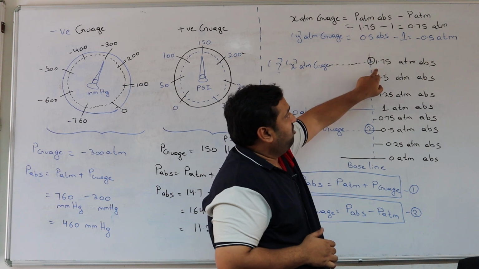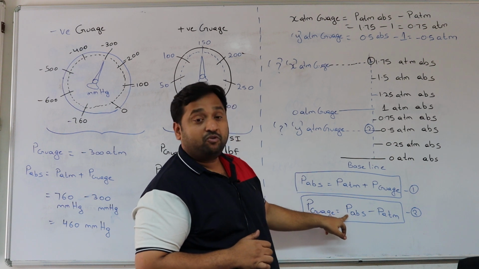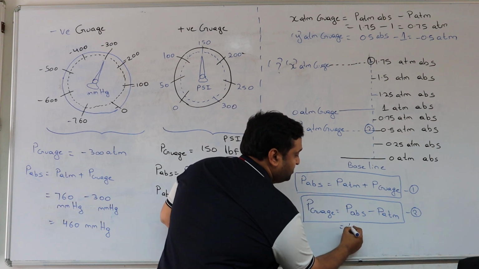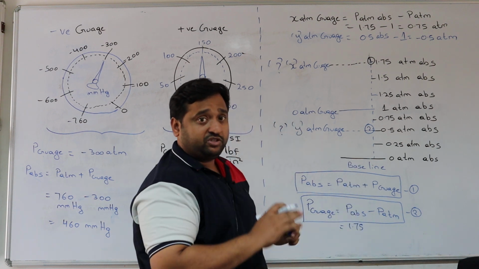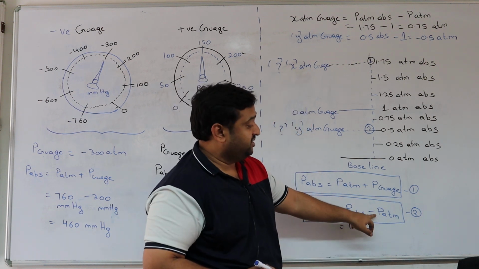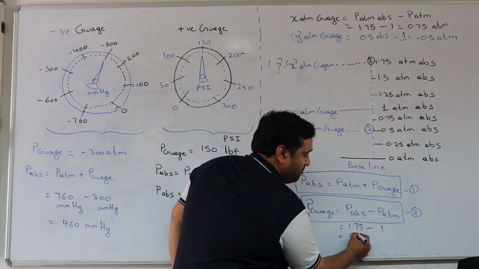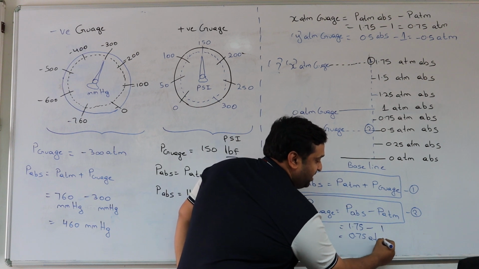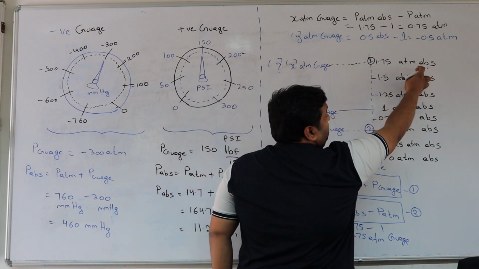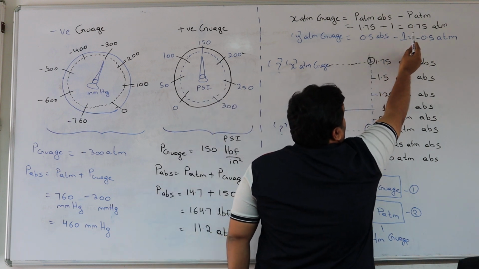At point number 1, I know P absolute pressure is 1.75. Okay, P absolute is 1.75. That means if I put here the value, the absolute pressure is 1.75 atmospheres, because I am taking the unit of atmosphere, minus what is the P atmosphere? Always 1 atmosphere. 1.75 minus 1 is equal to 0.75 atmosphere gauge. That means at 1.75 absolute atmospheric pressure, x is equal to 1.75 minus 1, which is 0.75.